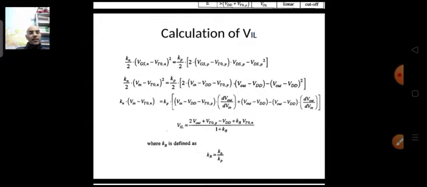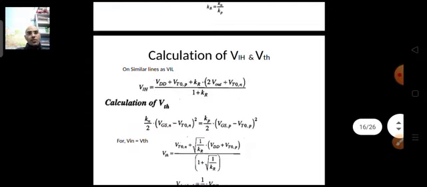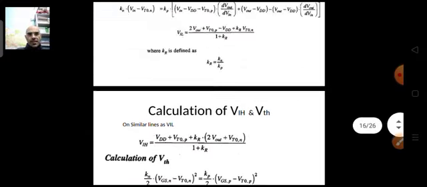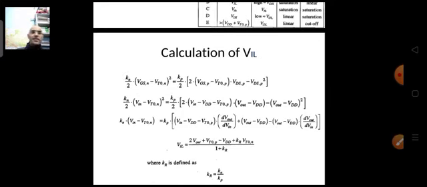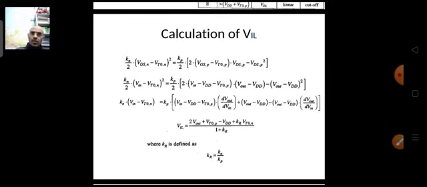Now suppose we want to determine VIH. It is the same thing: dV out upon dV in is equal to -1, but for a higher value of the input voltage. We do this on the same lines, and all the steps will be the same, but rather than using the saturation current equation for NMOS and the linear region equation for PMOS, we have to use the linear region equation for NMOS and the saturation region equation for PMOS.